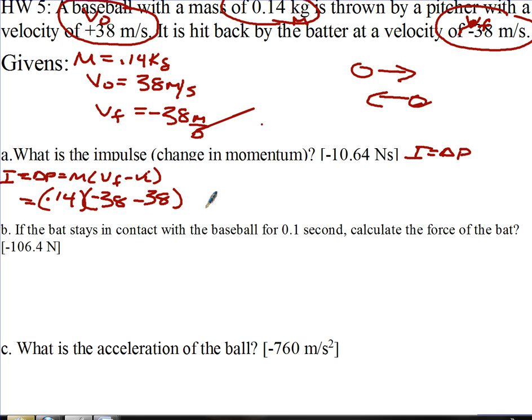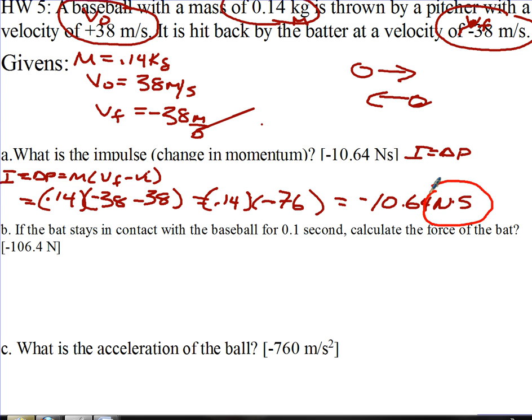Oh my goodness, look at that. So this is going to be 0.14 times. Now look at this. We're going to have a negative sign because what we have is negative 38 minus 38, or minus 76 meters per second. So the ball has a change in velocity of 76 meters per second to the left. And this is going to give me a negative 10.64 Newton seconds. Now remember, make sure you check your units on these because I'm going to be very picky. I'm looking for Newton seconds because I'm asking for impulse.